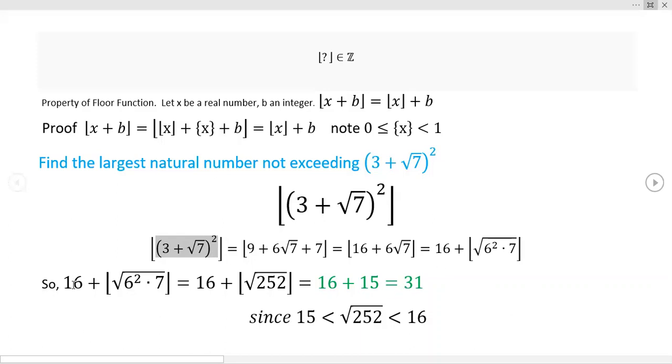Anyway, this expression right here turns out to be equal to 252. When you do 6 squared, I think it's 36 times 7, that ends up being 252. But we get a quick resolution to the problem here. The answer has to be 31 because the square root of 252 is bounded below by 15. 15 squared is 225. 16 squared is 256. Okay, and so you get 225 is less than 252, is less than 256 if you square this.